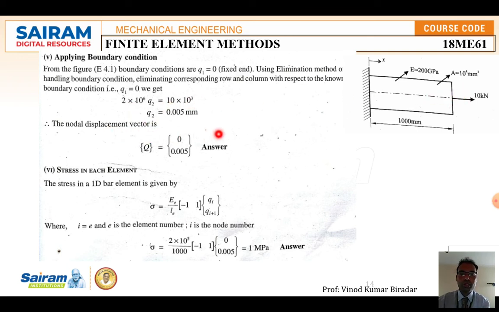So now the nodal displacements are Q is equal to Q1 Q2, Q1 is equal to 0, Q2 is equal to 0.05 mm. So we got the displacement. I hope you understand this step, it is very important to delete the first row and first column because of known fixed values. Once you know the nodal displacement, then go for the stress in each element. We listed out the formula: stress is equal to Young's modulus by Le times minus 1 1 times Q1 Q2, that is the displacement. Already we calculated the displacement value, substitute here, you are going to get stress in each element is equal to 1 megapascal, or Newton per mm square.